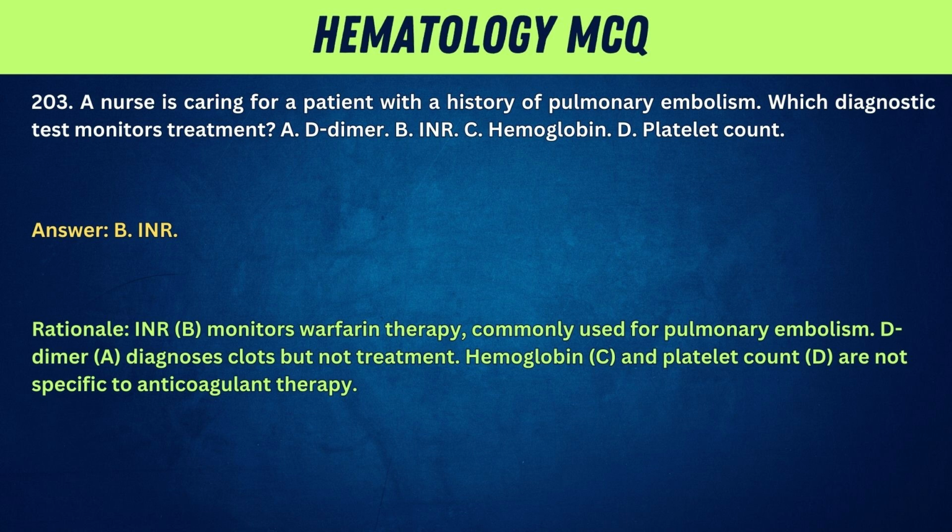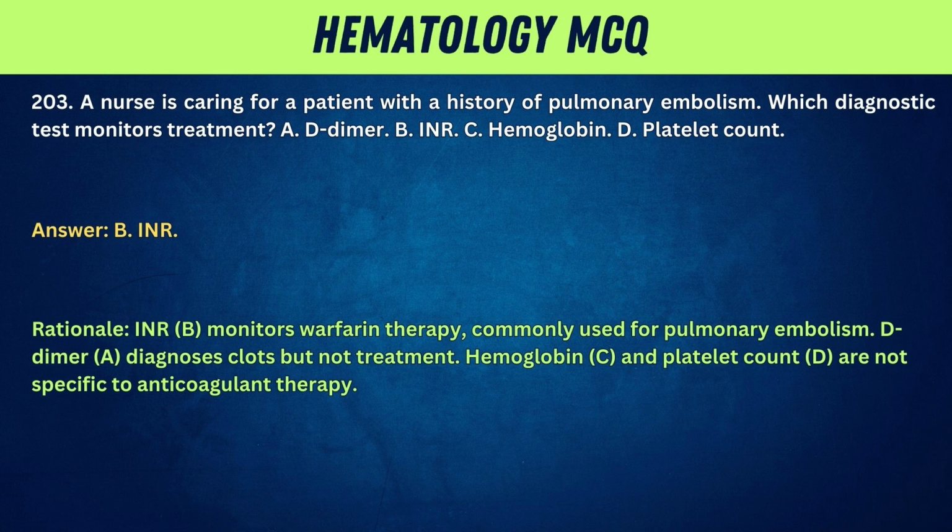203. A nurse is caring for a patient with a history of pulmonary embolism. Which diagnostic test monitors treatment? A. D-dimer. B. INR. C. Hemoglobin. D. Platelet count.